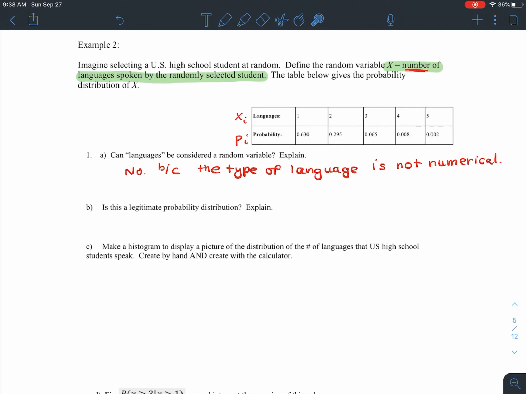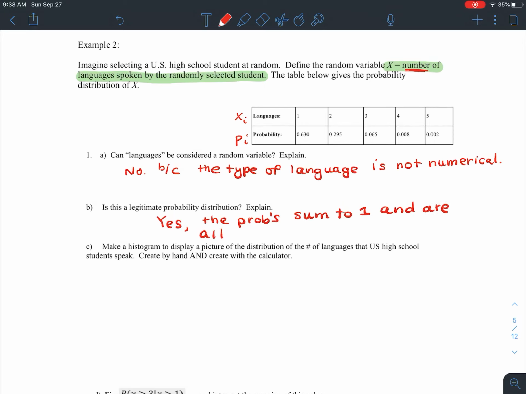Is this a legitimate probability distribution? If you remember, when we're checking to see if a probability distribution is legitimate, it takes 2 things. 1, the probabilities all have to sum up to be the number 1. Okay, so we're including 100% of the likelihood here. And each of the individual probabilities all have to be values between 0 and 1.